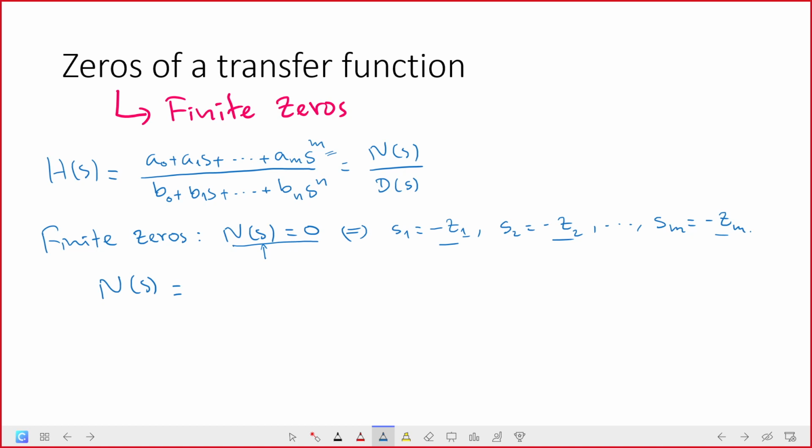Okay, so it is equal to am times (s plus z1) times (s plus z2) dot dot dot times (s plus zm). You can see the degree of N of s is up to m, and the coefficient of s to the power m must be am, right? Here am, here am.